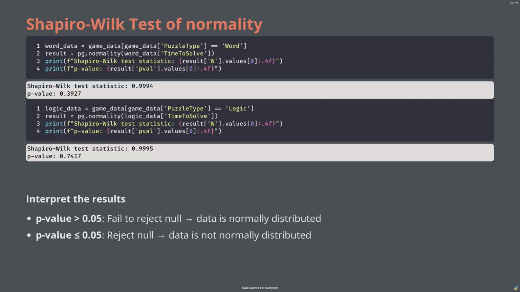In this slide, we apply the Shapiro-Wilk test to the two variables from a dataset for both word and logic puzzles, and the p-values are more than 0.05, which means that the data is normally distributed.